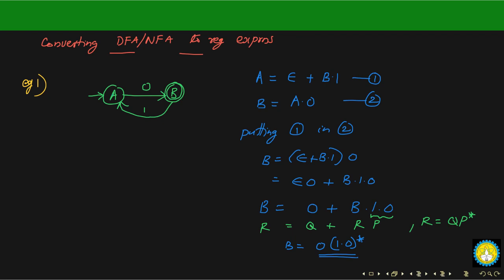Remember B is our final state, and we want to find a very simplified expression for B. That's why we ended up finding the expression for the final state B as 0 into 1.0 star. This is how we can make use of Arden's theorem to convert a given DFA or an NFA to a regular expression.